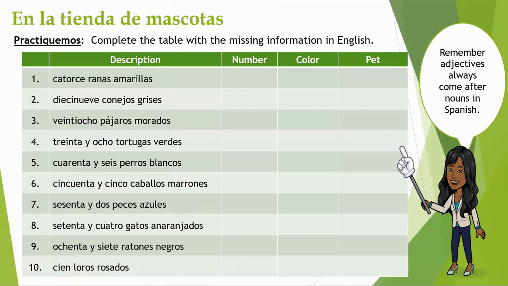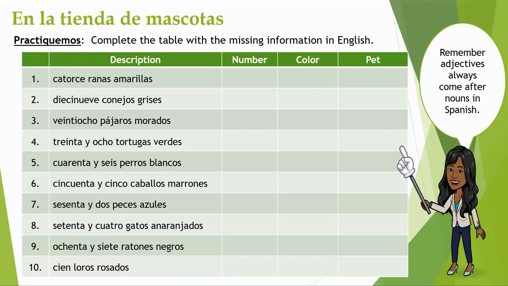What does number 1 say, first of all? Tell me in English. If you know the answer, tell me what it is in English. Don't look it up, please. 14 yellow frogs. Exactly, 14 yellow frogs. So my number would be 14, my color would be yellow, my pet would be frog.